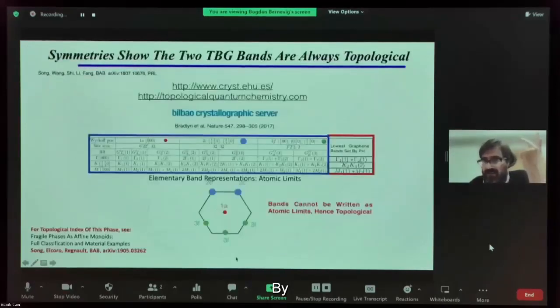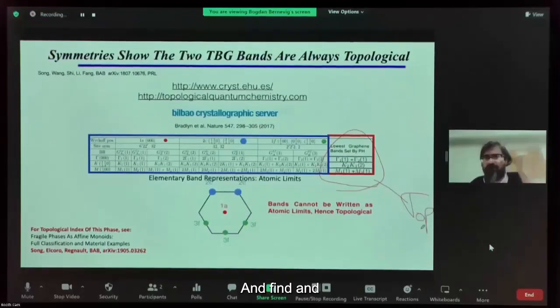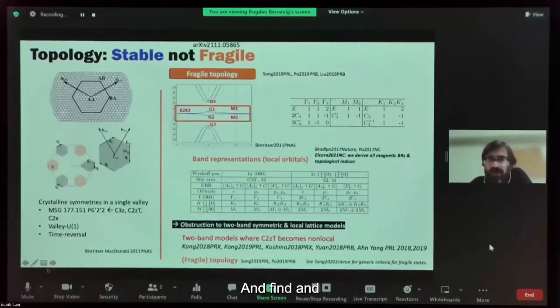And the fundamental thing is, as I said, every time we have representations of a set of bands separated from others, go to the server and find whether you can write them down in terms of atomic orbitals. And here you cannot. Hence, these bands are topological. Yet another set of flat bands that's topological. Now, you can ask what kind of topology they have. At the beginning, it was thought that this topology would be fragile, but it turns out the topology is actually stable. So this is a sketch of the Princeton Hamiltonian continuum model.